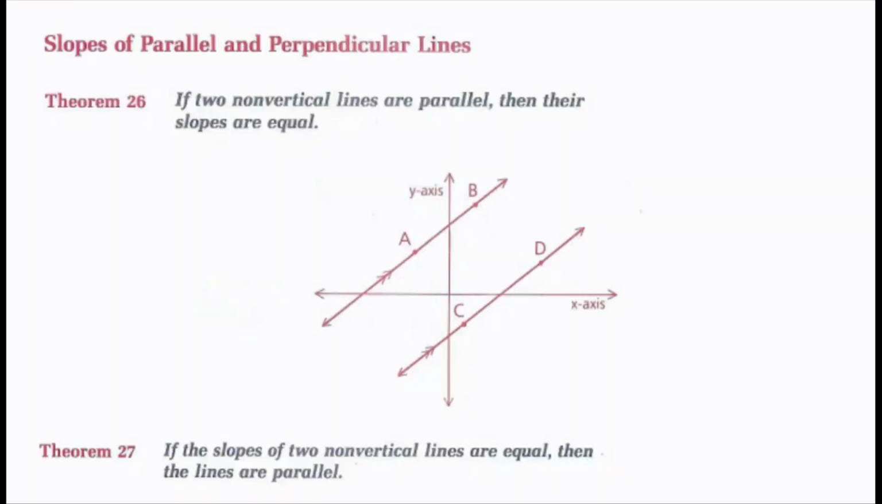Now looking at slopes of parallel and perpendicular lines, I have two theorems for parallel lines and two theorems for perpendicular lines. If two non-vertical lines are parallel, then their slopes are equal. And the converse of this theorem: if the slopes of two non-vertical lines are equal, then the lines are parallel. Because I know parallel lines will never touch, meaning I have to increase by the same amount for each line in order for them not to touch.